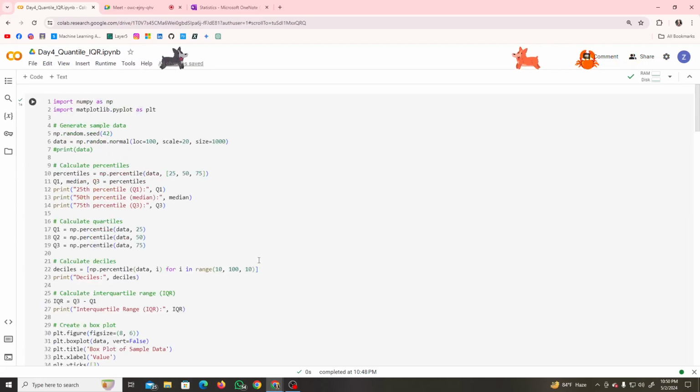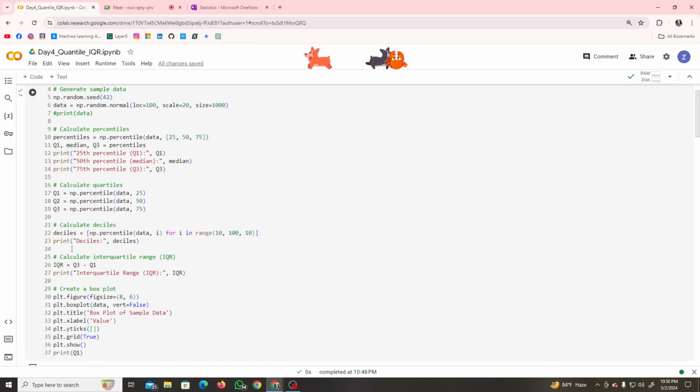Okay. And yes, this is another way you can find your percentile, decile, interquartile range. These things are very easy. I will share the IPYNB file with you guys. But since we don't have much time, let's quickly move to the next topic, which is covariance and correlation.